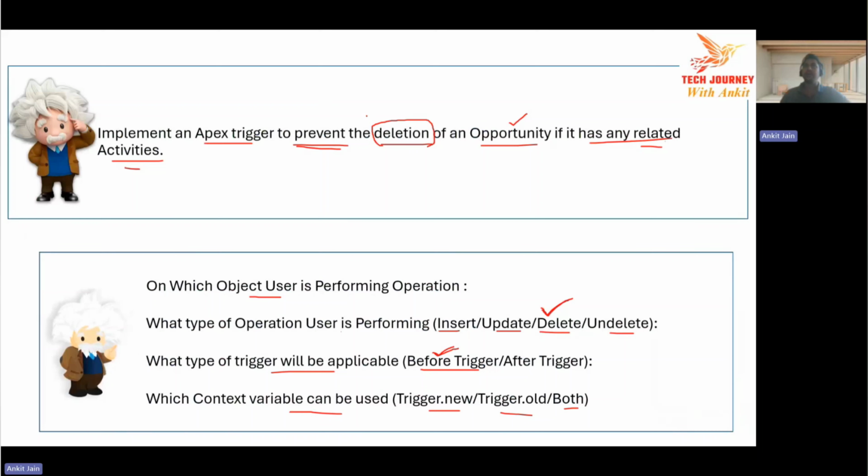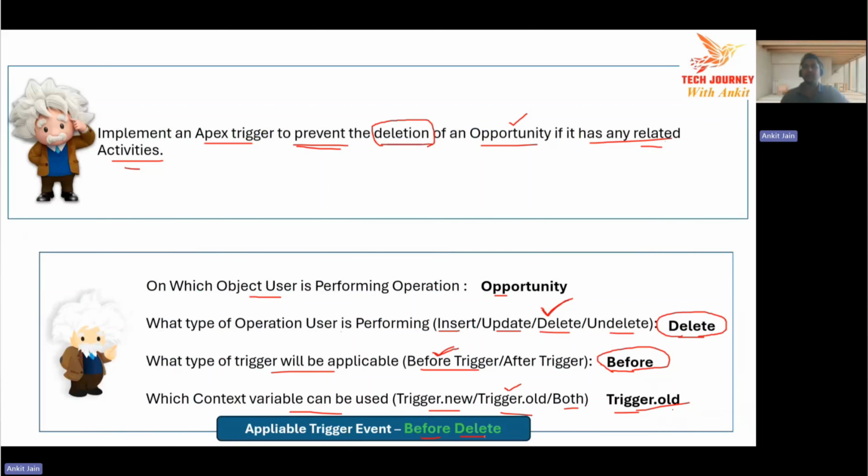So in this scenario, we have to perform the deletion operation, and whenever we have to perform the deletion operation, we always go for the trigger.old context variable. So the answer here is: we go for the opportunity, we go for the delete, we go for the before trigger, and here we use trigger.old. Now this leads me to the next part. What type of event will be applicable here? In this scenario, the event that will be applicable is the before delete event. So what I am doing here is writing the before delete event on the opportunity object. I hope you folks got the clarity on what I need to do.